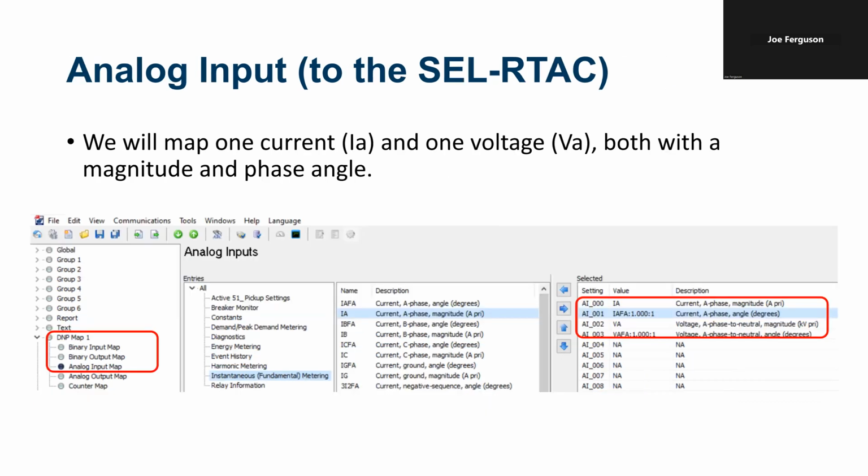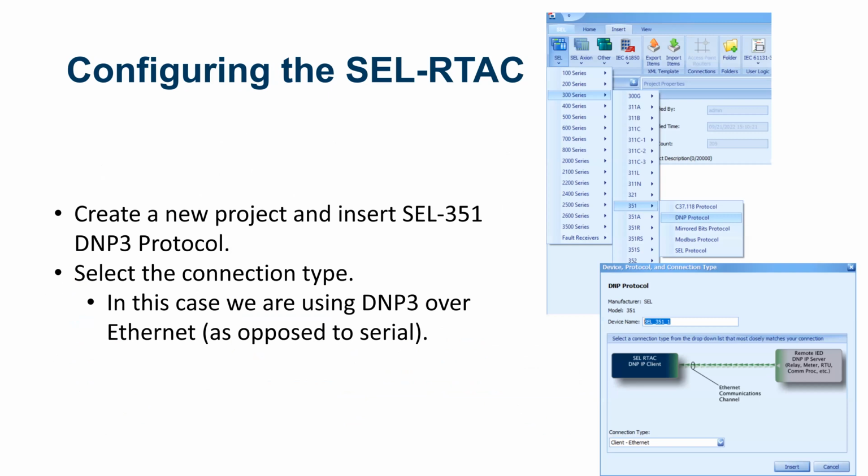And then we're going to map one current and one voltage value. These are analog values, both with magnitude and phase angle. And so those are going to be our analog inputs to the RTAC. So now we can save and send those settings to the 351, and we're all finished with the AcSELerator QuickSet software, and we're moving on to AcSELerator RTAC.